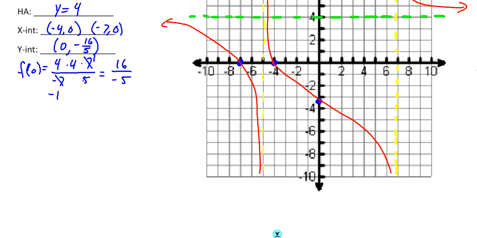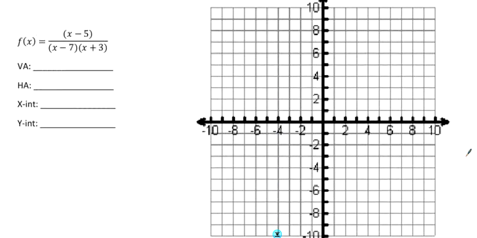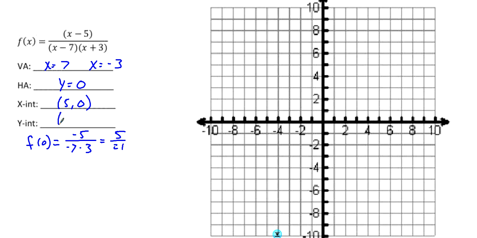And the last problem, x-intercept, I only have one at 5. Vertical asymptotes are at x equals 7 and x equals -3. Horizontal is at y equals 0. And my y-intercept, when we plug in 0, we get -5, -7 times 3, which is 5 over 21. So 0, 5 over 21.